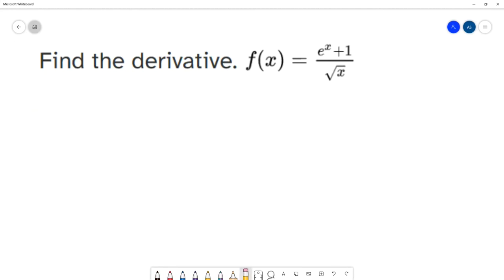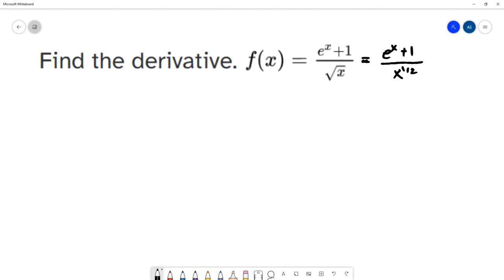In this example, we want to find the derivative of f of x equals e to the x plus 1 over square root of x. We have a fraction bar here, so we're going to use the quotient rule to calculate the derivative. It will also be helpful if we rewrite our denominator so that we can use the power rule. So I'll write this as x to the 1/2 power.